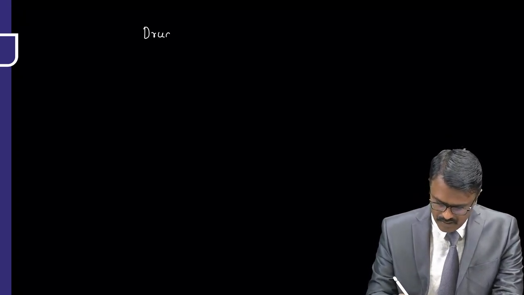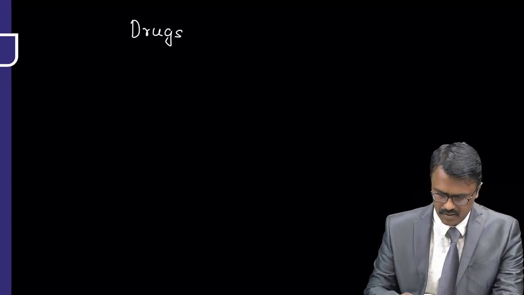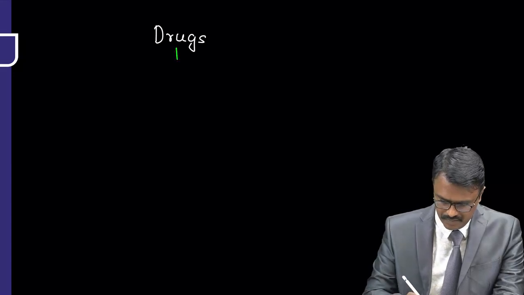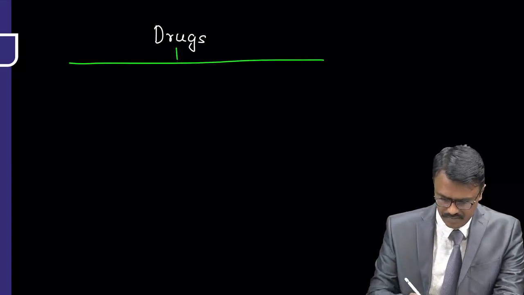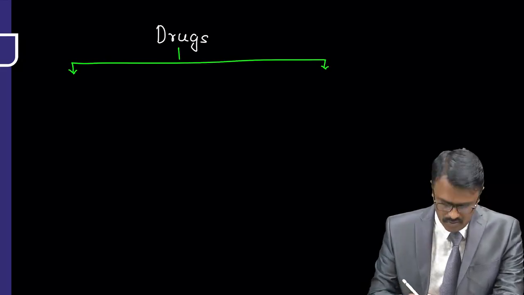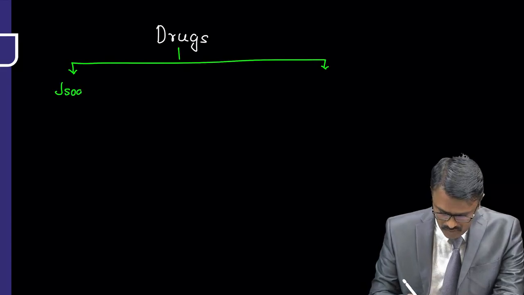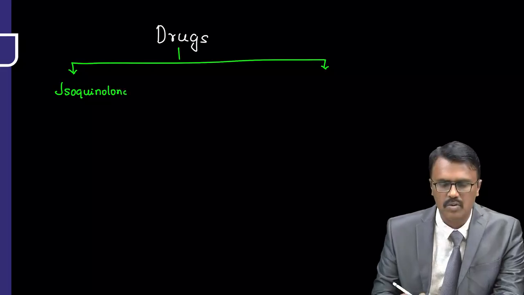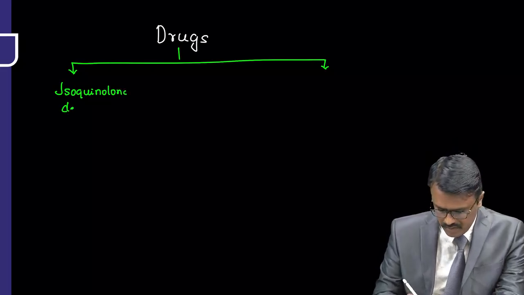Okay, so moving on to the drugs which are called the non-depolarizing or competitive skeletal muscle relaxants. Let us start now. In these, importantly, let us understand there are two categories of drugs depending on the chemistry. Isoquinoline derivatives.